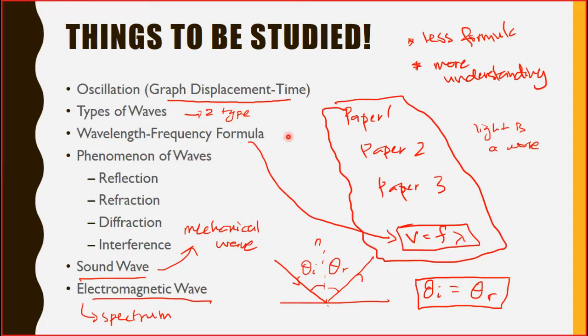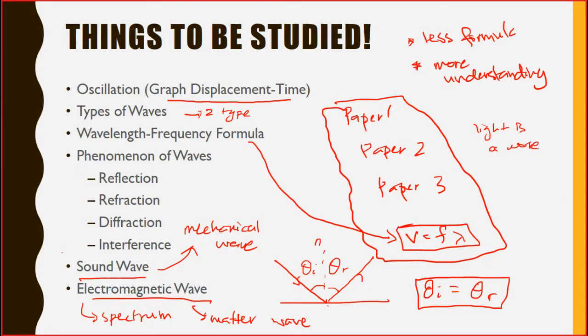What I actually see in our syllabus here is that maybe later I think the ministry is going to add some things. Okay, they are going to include modern physics. So if modern physics is included, then other than mechanical wave and electromagnetic wave, we are also going to have something called matter wave. Okay, this one is quite advanced, but I think they are going to include just the introduction part.